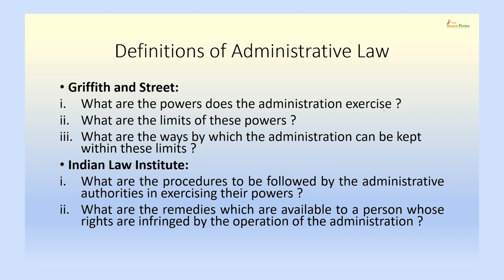When they criticize the definition proposed by Dicey, they also tried to define administrative law. In defining administrative law, Griffith and Street posed three important questions. Number one, what are the powers the administration exercises? Number two, what are the limits of these powers? And number three, what are the ways by which the administration can be kept within these limits? According to Griffith and Street, administrative law is the law which gives the answer to all these three questions.